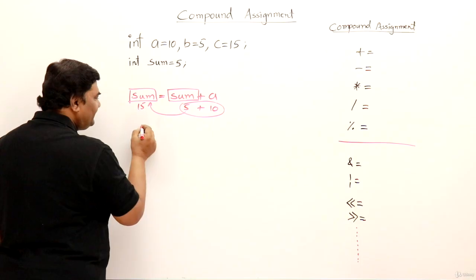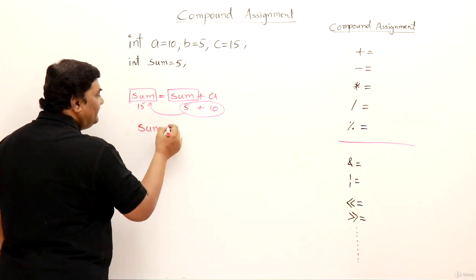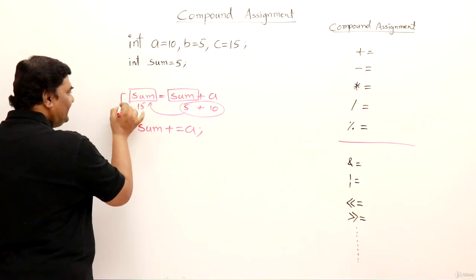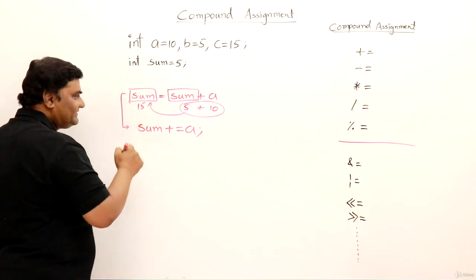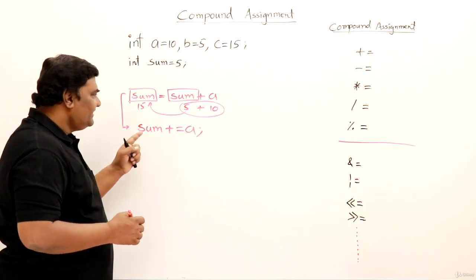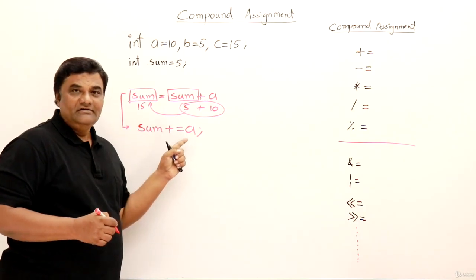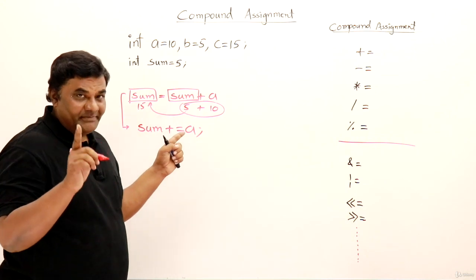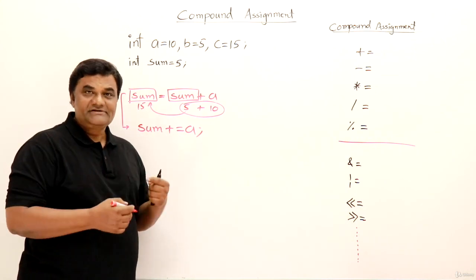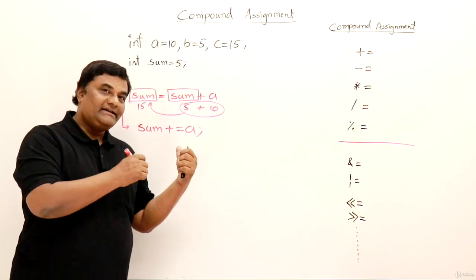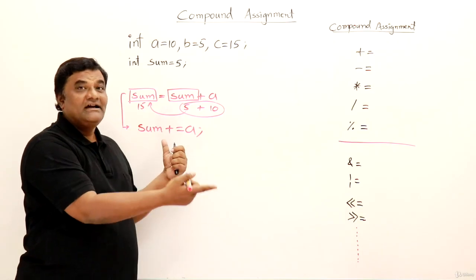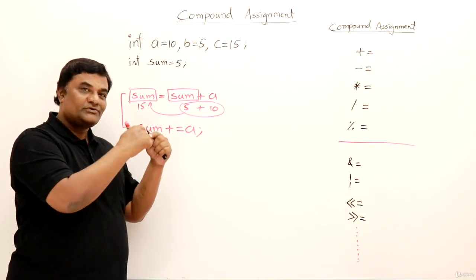So the same thing can be written like this: sum plus assign a. So instead of writing like this, we can write it like this. What is the benefit? The first benefit is it's easily readable. For a beginner, it is not readable. But when you are writing C++ programs, you get used to it, then it is easy to understand that the result on the right hand side is added with sum and the result is stored in sum.